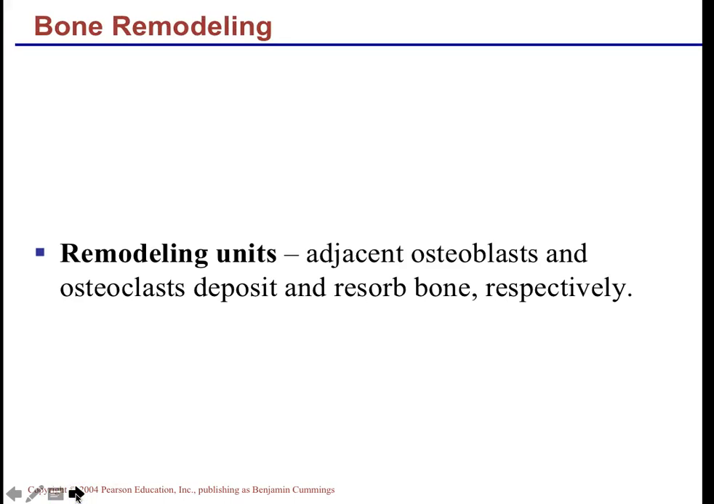So why do you keep all of those bone cells alive? You do that because of bone remodeling in the adult. It says that adjacent osteoblasts and osteoclasts will deposit and resorb bone respectively. In other words, you want to be able to deposit excess calcium, like with women with menopause and men when they get older.